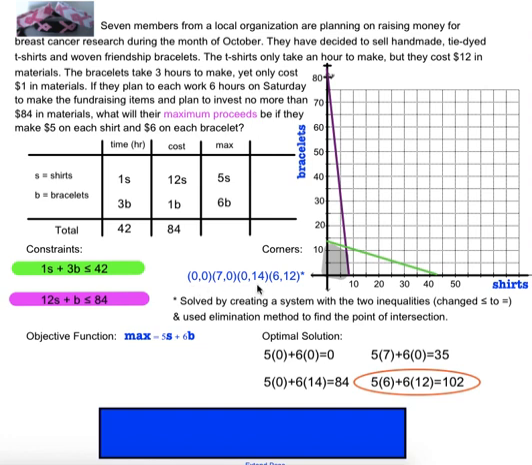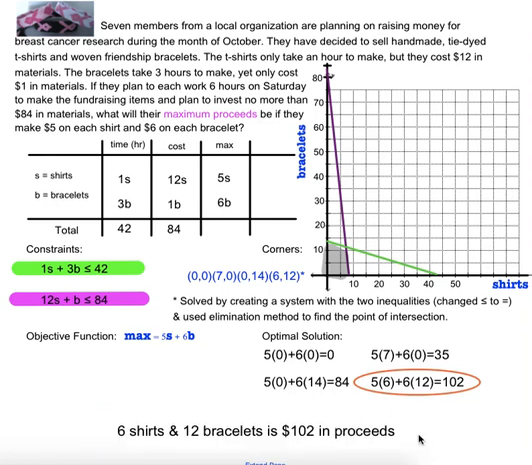Then once I have my ordered pairs for all my corners, I plug them all into my objective function. So I plug in the x value, which is the substitution property, and I solve for the y value, which is the maximum value, and what I came up with was 0, 84, 35, and 102. Since we wanted the maximum profit, we would choose the 102 as our answer. So the final answer to this math problem is they would need to make 6 shirts, 12 bracelets, and has a proceed of $102. Let's look at one more.